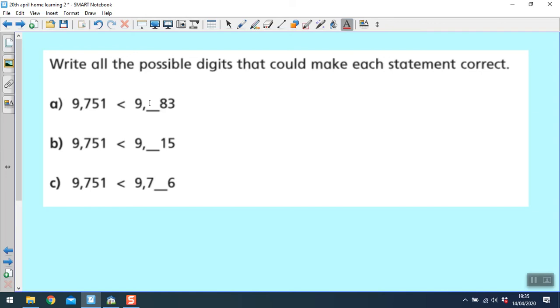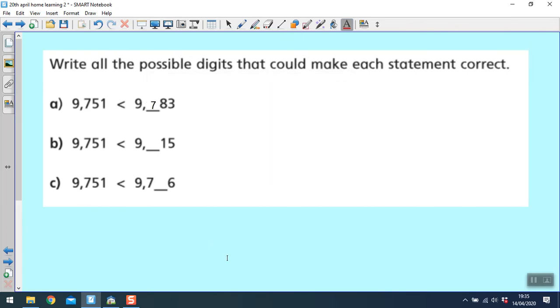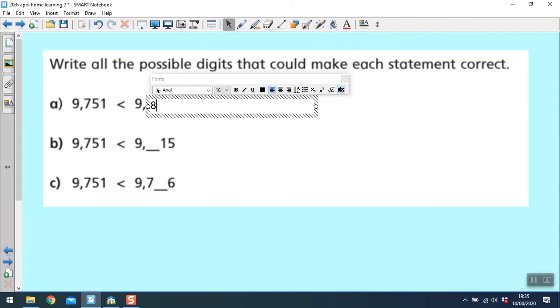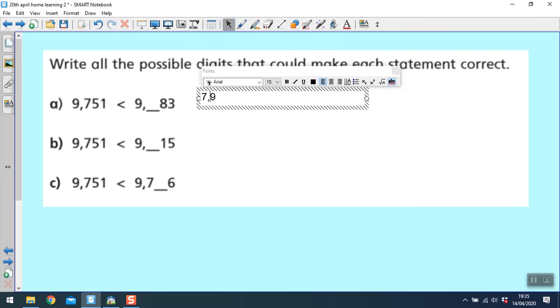There might be more than one possible answer, and it says write all the possible digits that could make each statement correct. If I have a 7 there, is that bigger than this one? Yes. If I have an 8 there, it's going to be bigger. If I have a 9 there, it's going to be bigger. So I could have 7, 8, or 9 to make it correct.